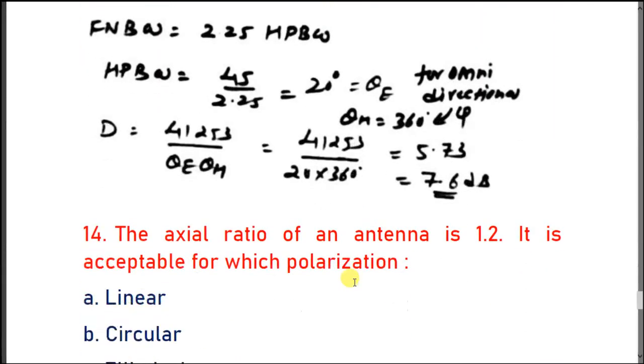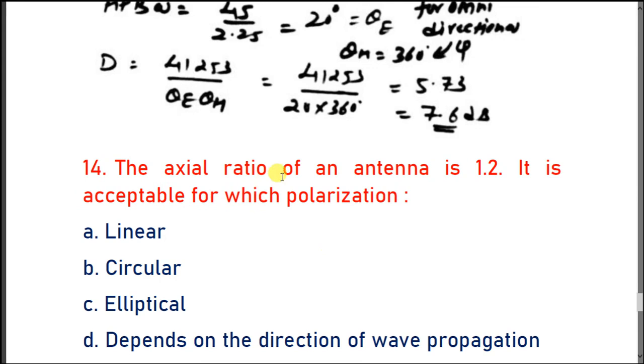Axial ratio of an antenna is 1.2. It is acceptable for which polarization? Generally axial ratio determines the shape of the polarization, whether it is circular or elliptical or so on. But for a circular polarization antenna, axial ratio is generally equal to 1. Now this value 1.2 is nearly equal to 1, so we can consider it as circular polarization. So the answer is B.